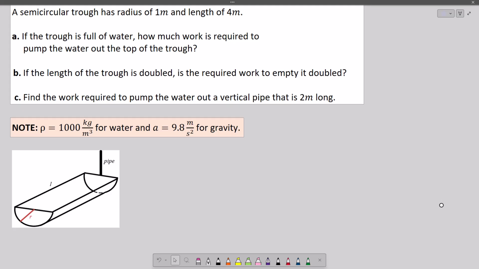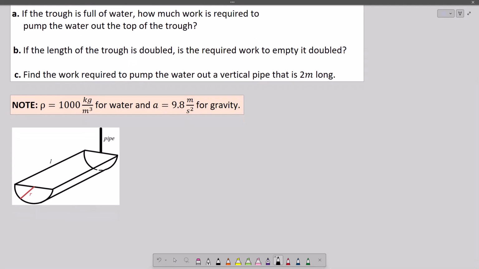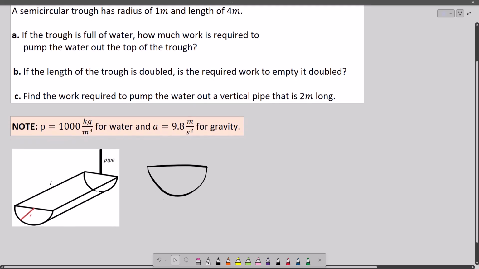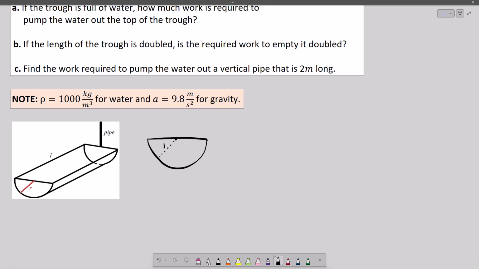So let's draw the face of the trough. So the face of the trough looks like that. The radius is 1. Is that what I said? Radius 1. And the length is 4. So radius is 1. So this dimension is 1.